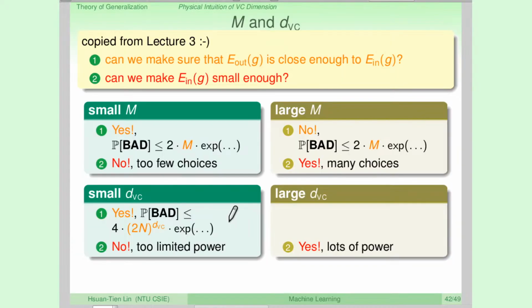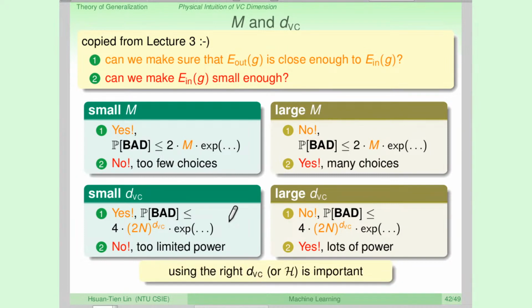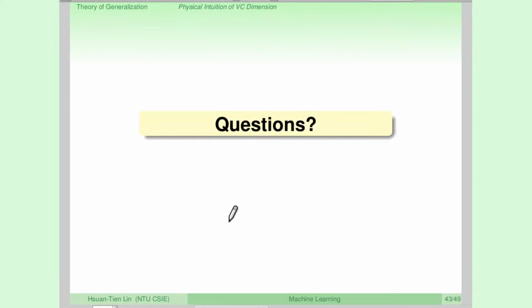On the other hand, if we look at the large VC dimension, then we can ensure that E-in is small enough because your model has a better fitting power. It can produce many different kinds of dichotomies. On the other hand, the bad probability can be high, and therefore E-out can be far from E-in. Using the right VC dimension or the right hypothesis set is therefore very important. And in the future, we will discuss more about how we can select the right hypothesis set. That's the message behind VC that we want you to know about.